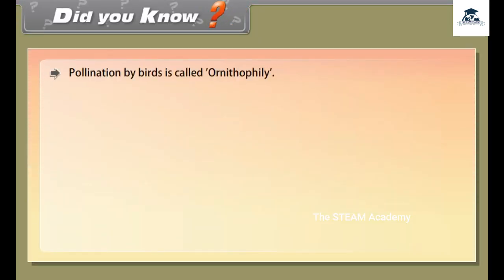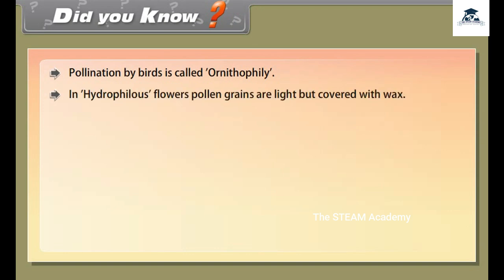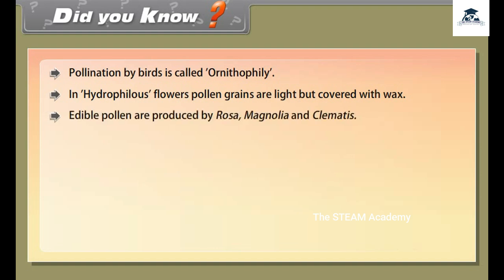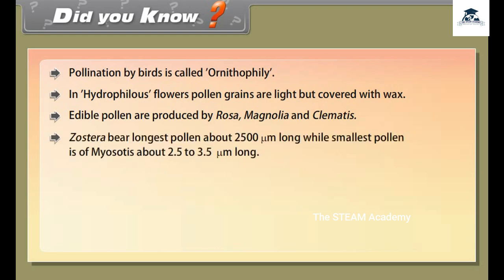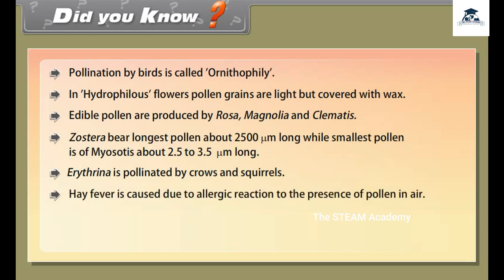Did you know pollination by birds is called ornithophily? In hydrophilous flowers, pollen grains are light but covered with wax. Edible pollen are produced by rosa, magnolia and clematis. Zostera bear longest pollen about 2500 μm long, while smallest pollen is of myosotis about 2.5 to 3.5 μm long. Erythrina is pollinated by crows and squirrels. Hay fever is caused due to allergic reaction to the presence of pollen in air.